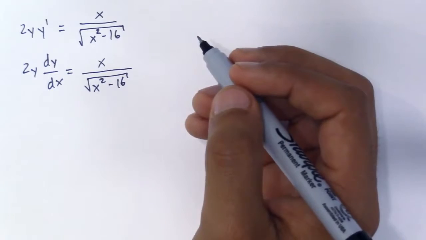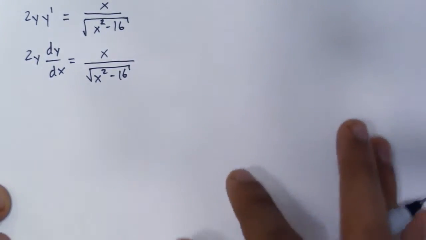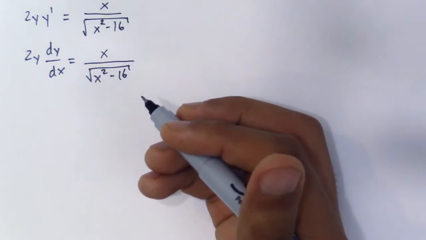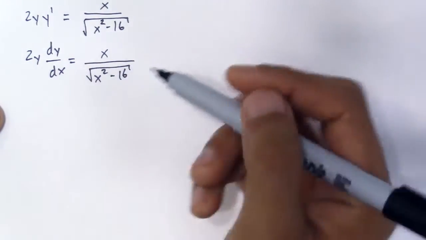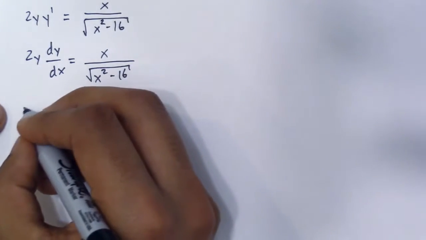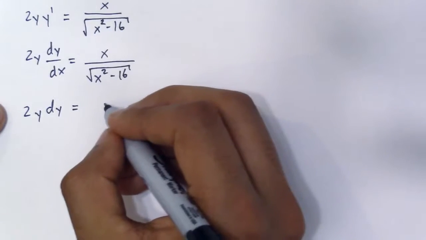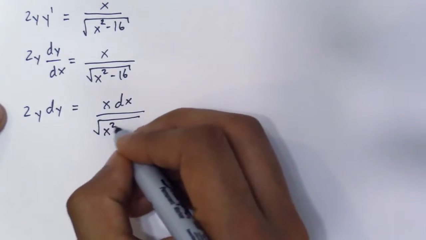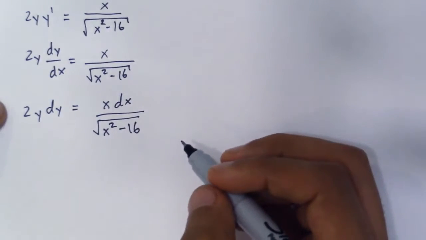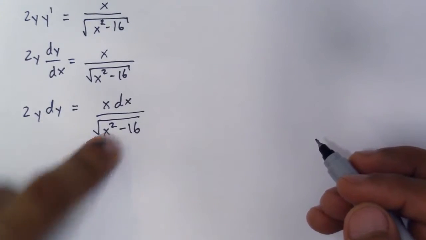Alright, so now that we have that, we can write integrals, basically. I'm going to move this dx over here, and that's pretty much it. So we have 2y dy, which equals x dx over the square root of x squared minus 16. The trick for this one is that you have to use u substitution for this side of the equation.